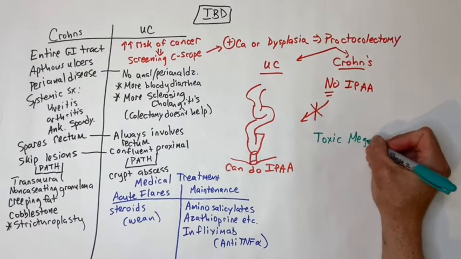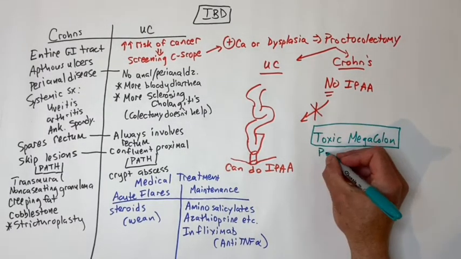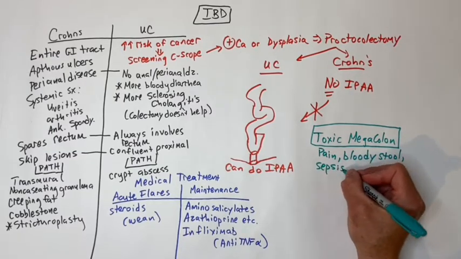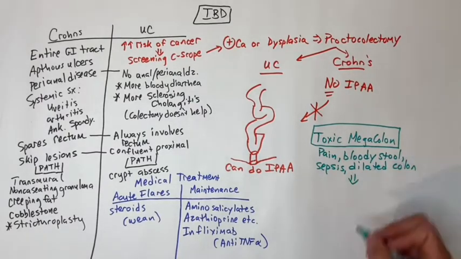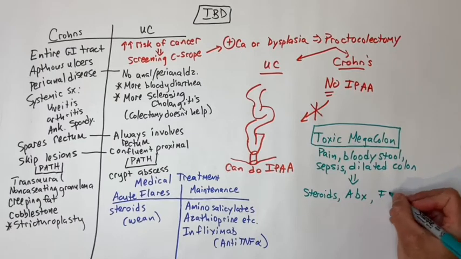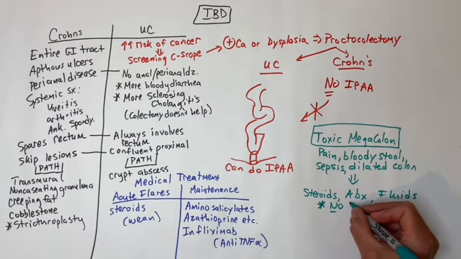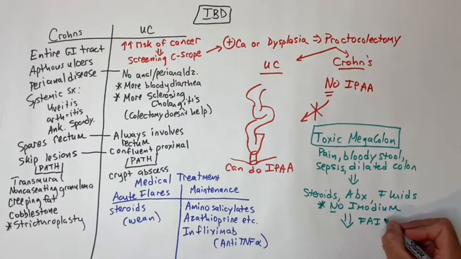Be sure to know about toxic megacolon, as this is more associated with ulcerative colitis. The classic presentation is abdominal pain, bloody stools, fevers, sepsis, and a dilated transverse colon with loss of haustral markings. You should start treatment with fluids, steroids, and antibiotics such as Cipro and Flagyl. Do not give anti-diarrhea medicine like Imodium.